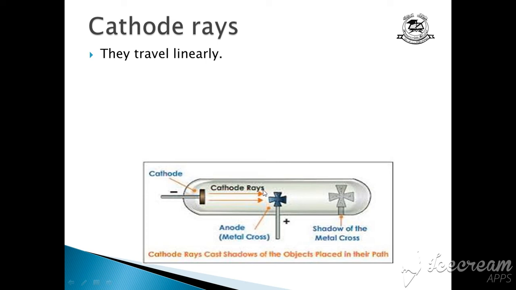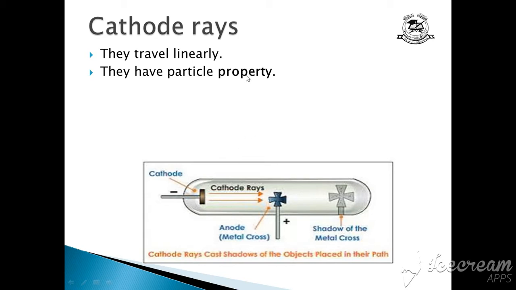Sunlight moves in a straight line, that's why it forms shadows. In the same way, cathode rays move linearly in a straight line, so they form shadows. You can see here the shadow of this plate. Alright, the second point: they cause a light paddle wheel to rotate, revolve, showing that they are material particles.